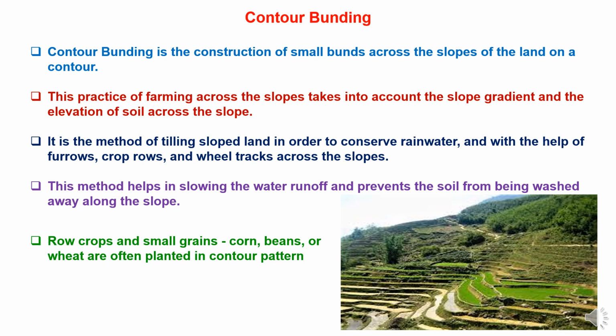This method helps in slowing the water runoff and prevents the soil from being washed away along the slope and minimizes the erosion. Row crops and small grain crops like corn, beans, or wheat are often planted in a contour pattern so that the plants can absorb much of the rain and erosion is minimized.